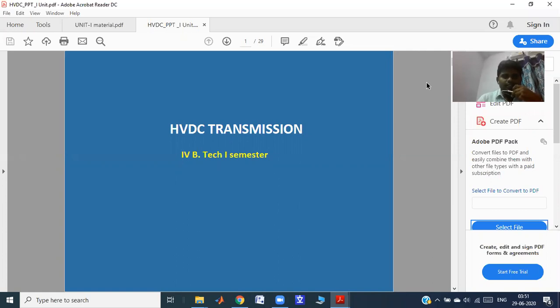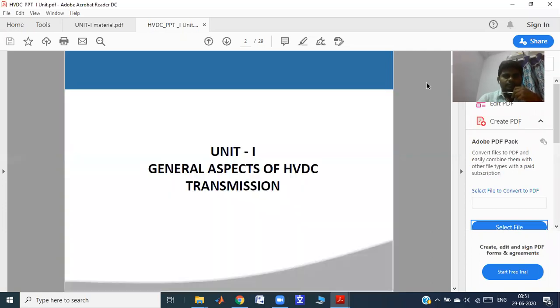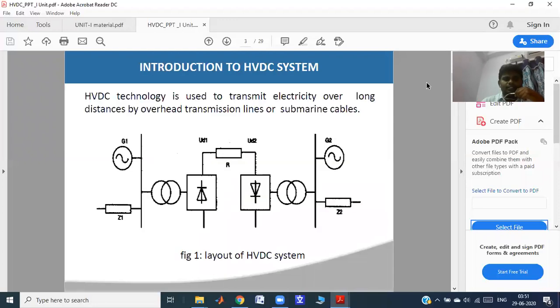In this semester, I will teach HVDC transmission system for 4th BTech. First, it covers general aspects of HVDC transmission system. That means what are the components required for HVDC transmission system. Before going to the components of HVDC transmission system, why should we go for HVDC transmission system other than HVAC transmission system? This is the simple layout of HVDC transmission system.